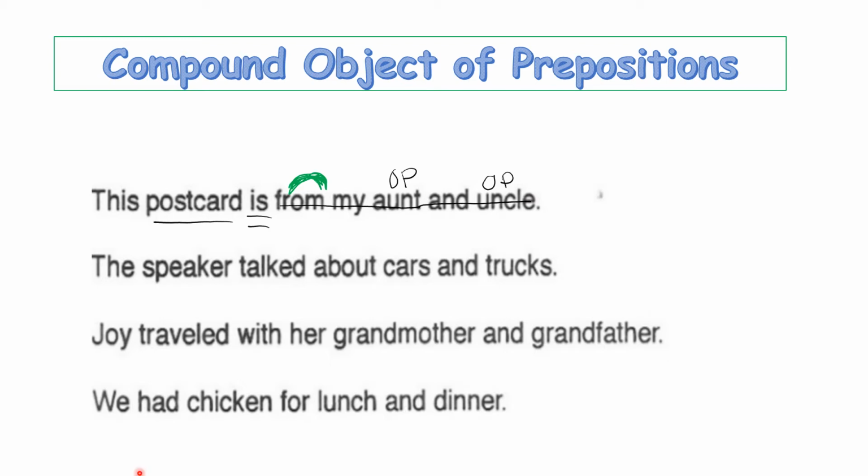Our next sentence. The speaker talked about cars and trucks. Now we're going to look and see if we have any prepositions. Do we have any prepositions? Yes, about is a preposition. So we mark the word about as a preposition.